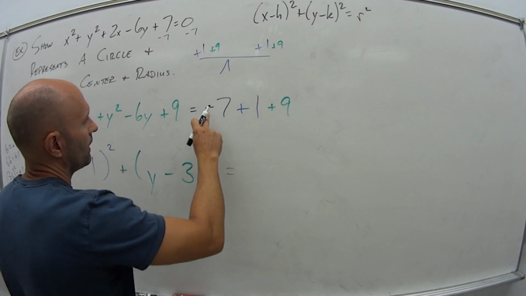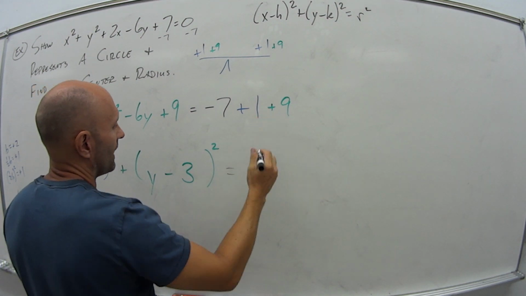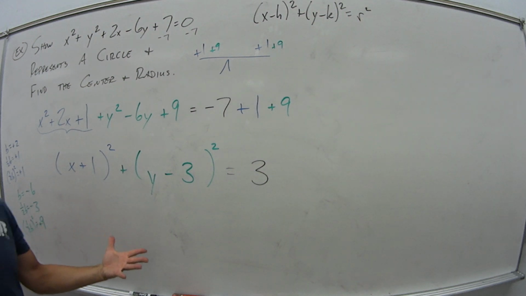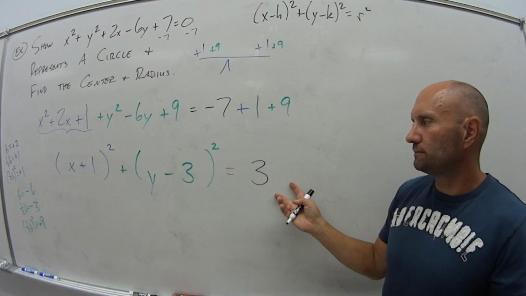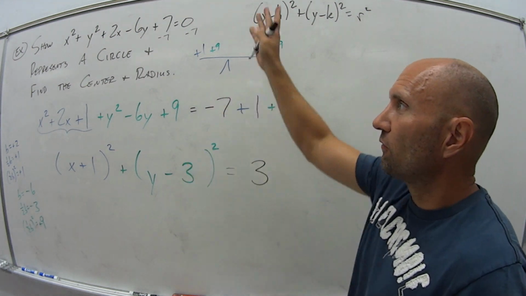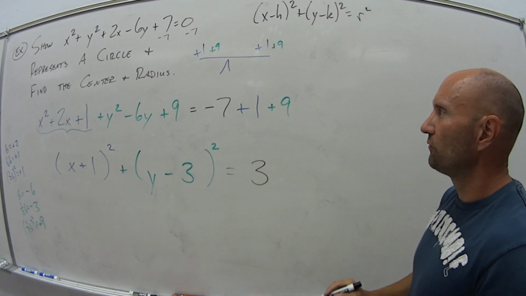And then what's on the right? -7 plus 1 is -6, plus 9 is +3. So now we have what? We have the standard form of a circle. So there's my standard form. There you go. I've showed you that it represents a circle because here's its standard form.